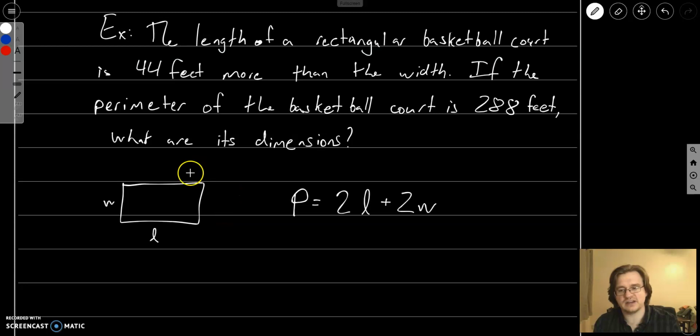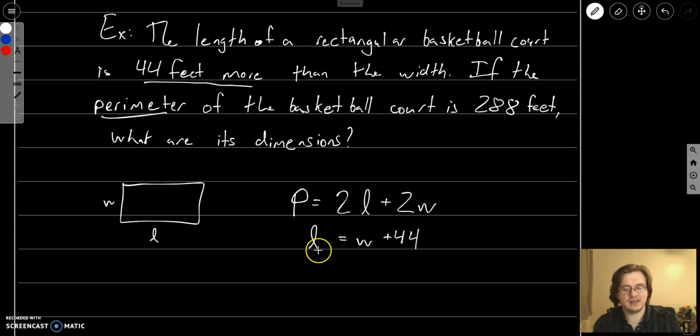So the perimeter, the entire distance around, is going to be this. So we have this formula already. So this is the perimeter. But we know that the length of the basketball court is 44 feet more than the width. So the way that I'll write this down is that if you take the width and add 44 to it, we should just get the length. Again, the length is going to be the width plus a little bit. How much bigger? It's 44 feet bigger.